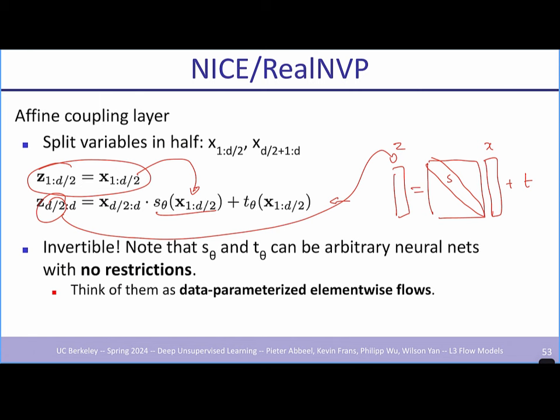Because to invert a one dimensional invertible function, you can always do it by bisection search. You say, okay, I'm going to guess the x I'm going to get is going to be somewhere in this interval, and I just keep bisecting till I find the one that actually lands corresponding to the z that I sampled.